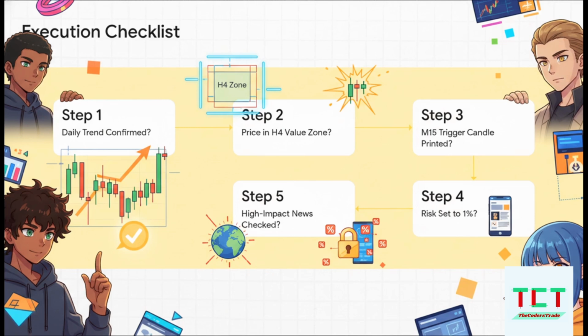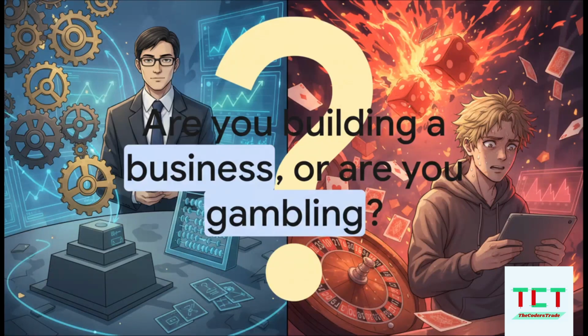Is the daily trend confirmed? Yes. Is price in my 4-hour zone? Yes. Do I have my 15-minute trigger? Yes. Is my risk set to 1%? Yes. And have I checked for any crazy news events? Yes. If even one of those is a no, you do nothing. You just walk away. In the end, it all comes down to this single question.